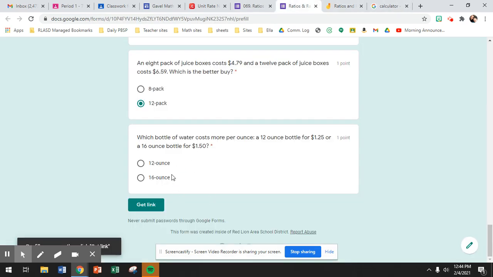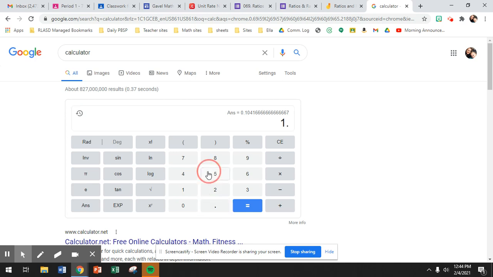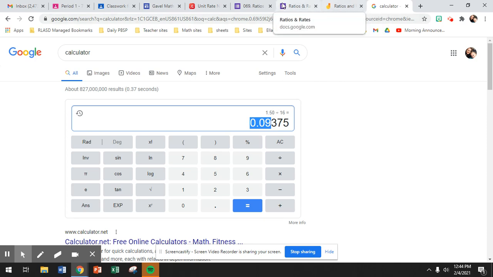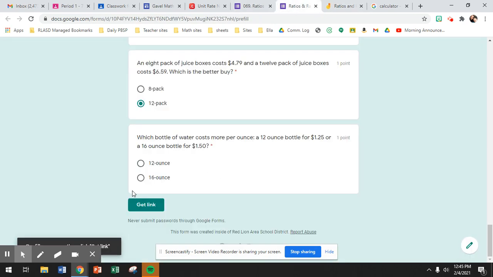This other one, it's 16 ounces for $1.50. So I'm going to take $1.50 divided by 16. And this is going to be, it looks like it's 9 cents because 4 or below, let it go. So what's the better deal? I'm going to pay 10 cents an ounce or 9 cents an ounce. I'd rather pay 9 cents an ounce. So your better deal is going to be the 16 ounces.